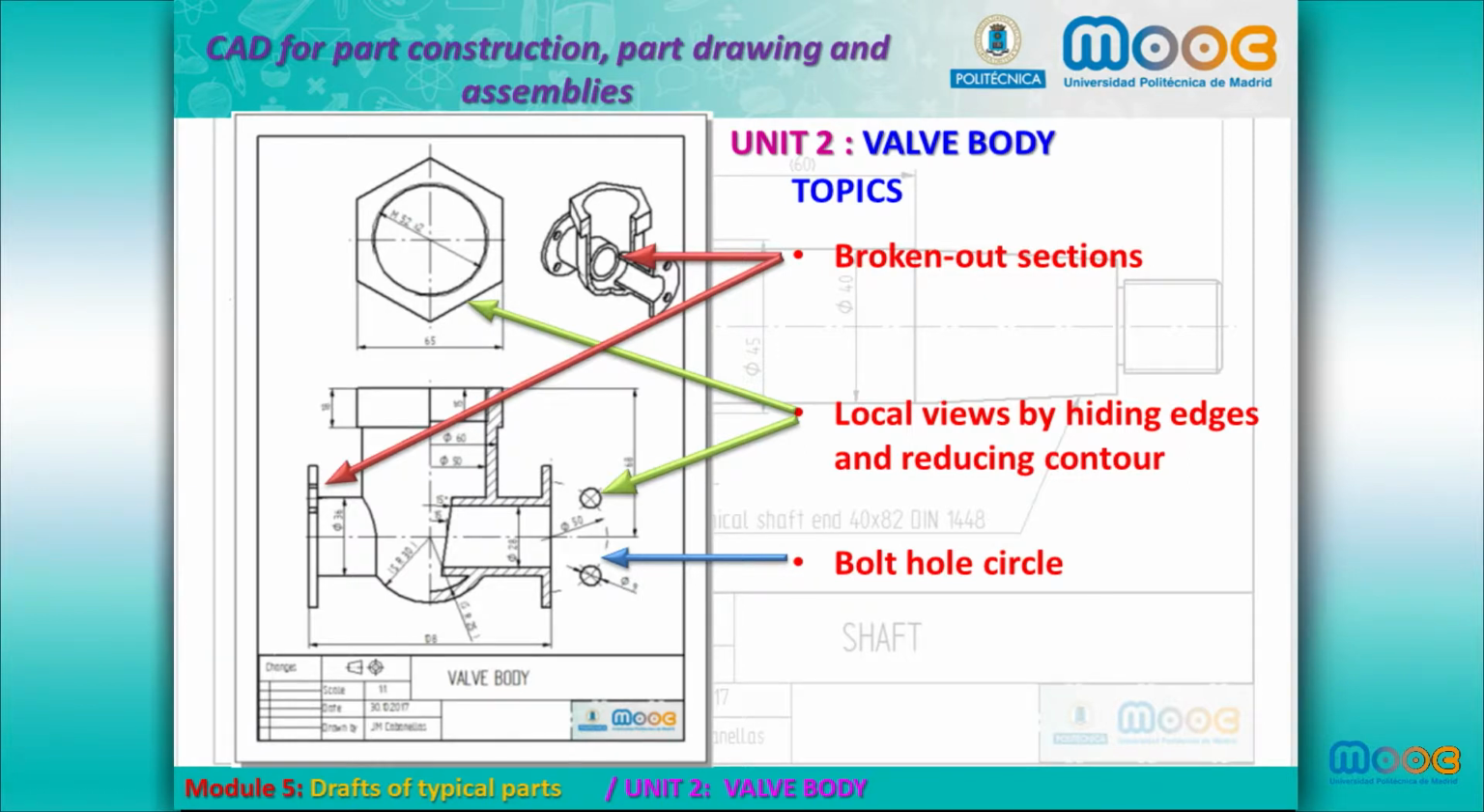In Unit 2, bulbar body, we are going to use broken out section. And we will make the local views by hiding edges, by reducing contours of the view, and using the local view. Also, we are going to use the ball hole circle.